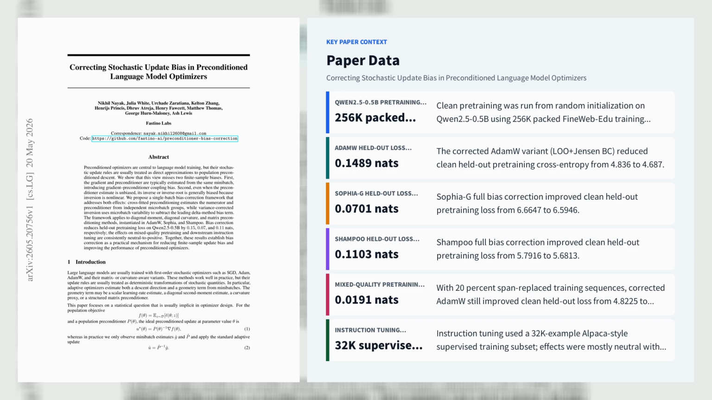Instruction tuning on 32K Alpaca-style examples is mostly neutral, with small gains for retuned AdamW and near ties for Sophia and Shampoo. The main novelty is not a new optimizer geometry, but a statistical bias correction layer that makes existing preconditioned updates closer to their population target.